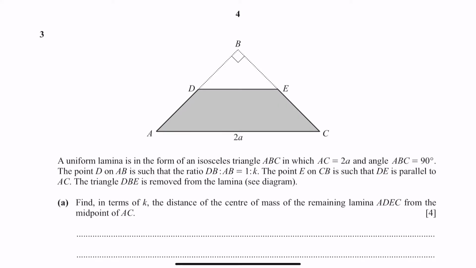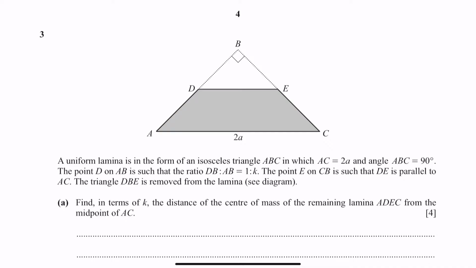Question 3. We have a uniform lamina in the form of an isosceles triangle ABC, which AC is 2a and angle ABC is 90 degrees. So it's an isosceles triangle, but it's also a right angle triangle. Point D on AB is such that the ratio of DB to AB is 1 over k. Find, in terms of k, the distance of the center of mass of the remaining lamina from the midpoint of AC.